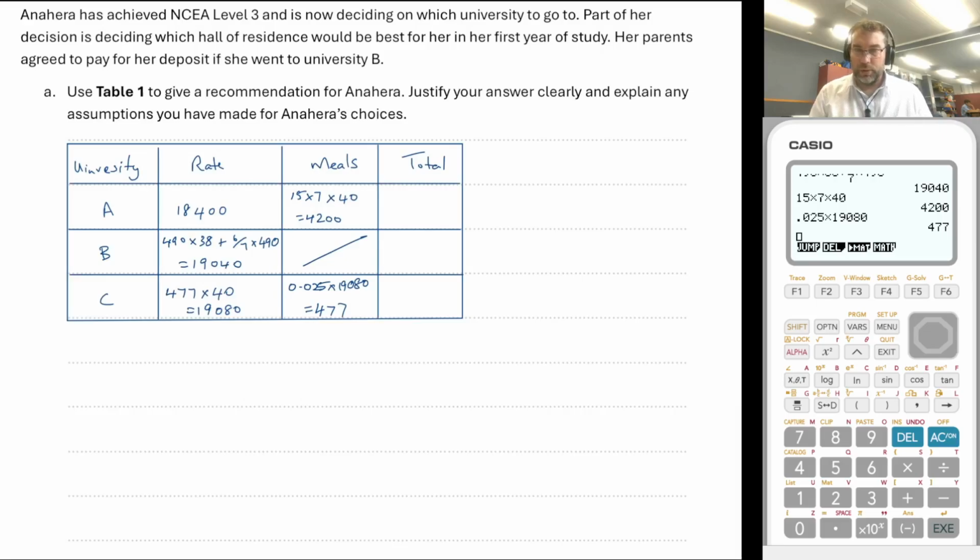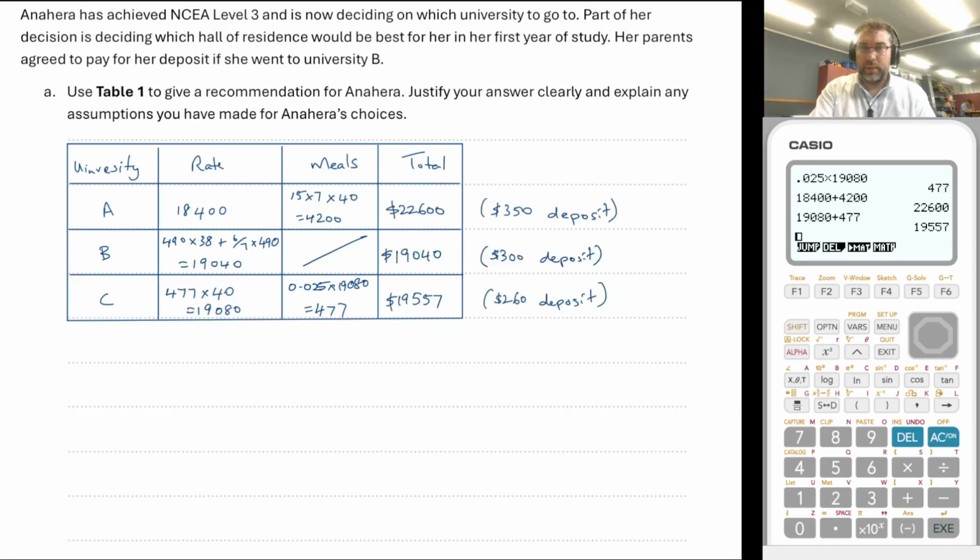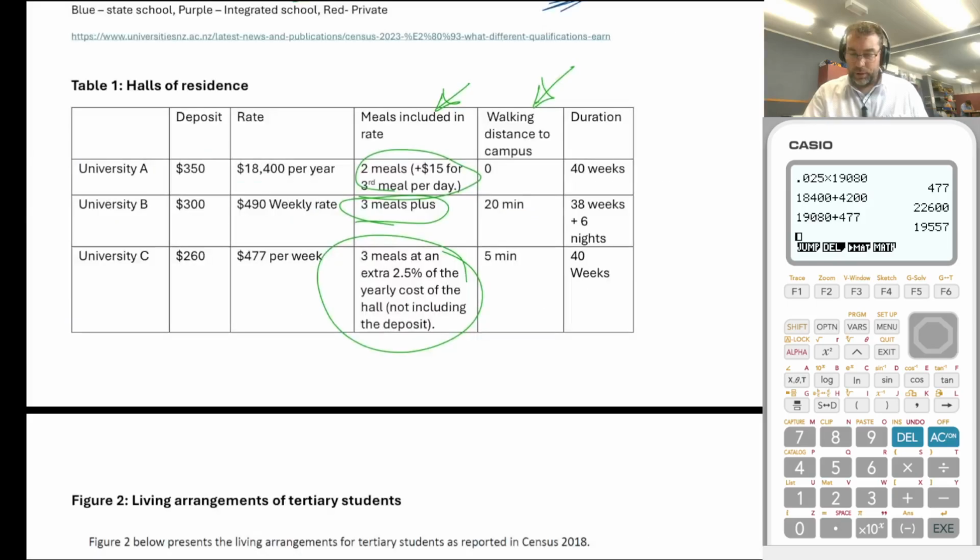So my totals, when I add those up, are, so there's the totals there, and I've written out to the right hand side the deposit amounts. It's not clear whether the deposit amounts are on top of the yearly rate or included, but normally a deposit rate is included in the rate, so they shouldn't make a big difference. So now I need to make some decisions. I need to give a recommendation for Anahera and justify it. So I'm going to look at two things here. I'm going to look at the cost, and I'm also going to look at that walking distance, which I put an arrow on over here.